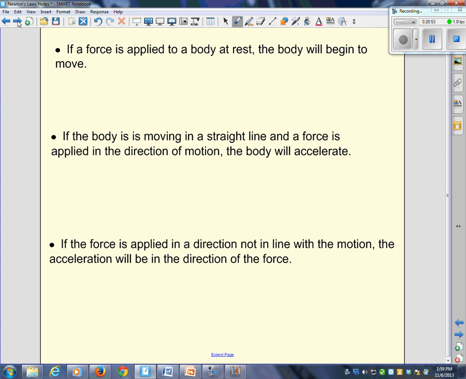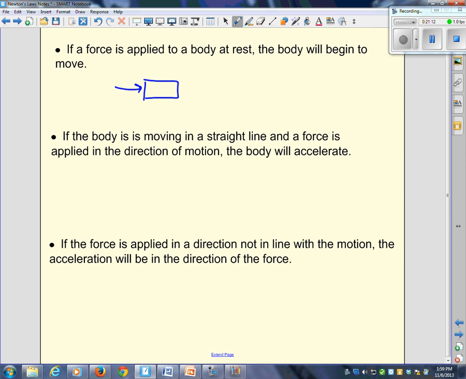Okay, now, a corollary or an additional part to this law is that if a force is applied to a body at rest, the body will begin to move. I.e., if I have a box on a table and I push it, it will accelerate, right?